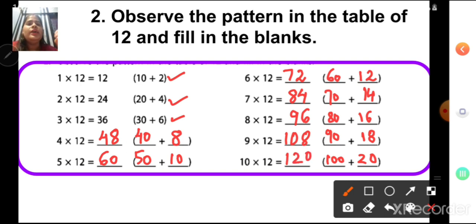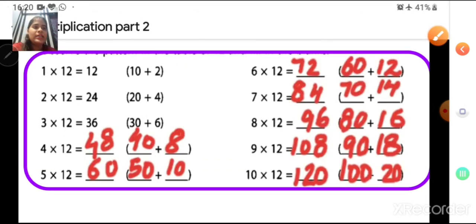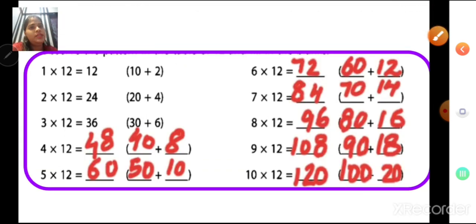So children, while dealing with patterns, observation is very important. You have to observe what the pattern is, identify it, and then you can do the sum very easily. Okay. So now you are going to write the answers properly in your textbook. Write it in your textbook. Okay, children. Note it down. Try to do it on your own.